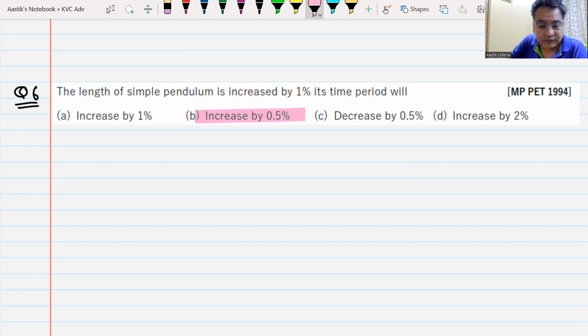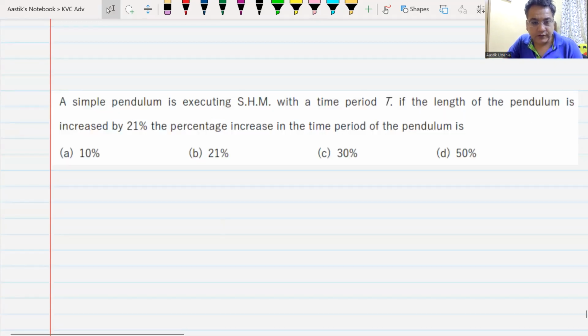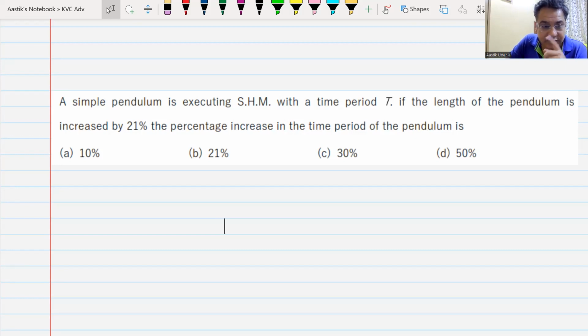That takes us to the next problem. What about this one? A simple pendulum is executing SHM with a time period T. If the length of the pendulum is increased by 21%, what is the percentage increase in the time period of the pendulum?